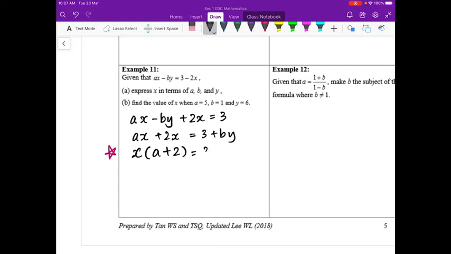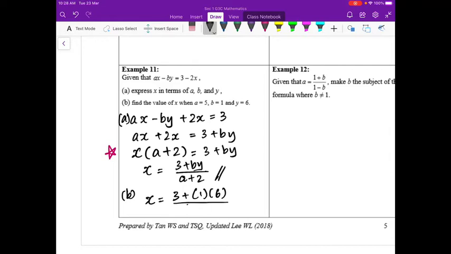And the right hand side we have 3 plus by. In order to make x the subject, we need to divide by a plus 2 on both sides, leaving us with x equals to 3 plus by over a plus 2. Done. Okay, and now b. Find the value of x when a goes to 5, b goes to 1, and y goes to 6. So just do a substitution. X equals to 3 plus b equals to 1, y equals to 6, a equals to 5 plus 2. So the answer will be 9 over 7.